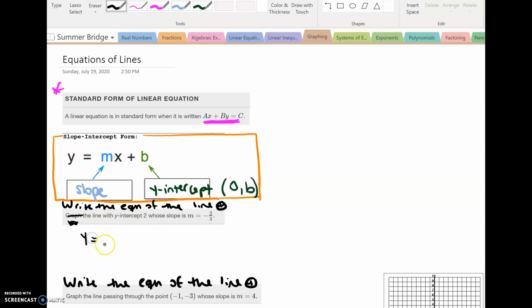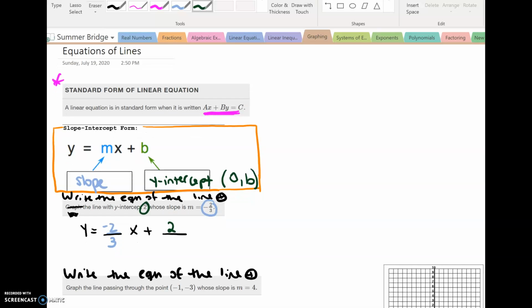So y equals, I'm going to have a spot for the m, x plus, and then a spot for the b. So my m, which is my slope, is going to be negative 2/3, and that's what I'm going to put in, negative 2/3. And then my spot for my b, I'm going to plug in what they tell us our y-intercept is, which is 2.